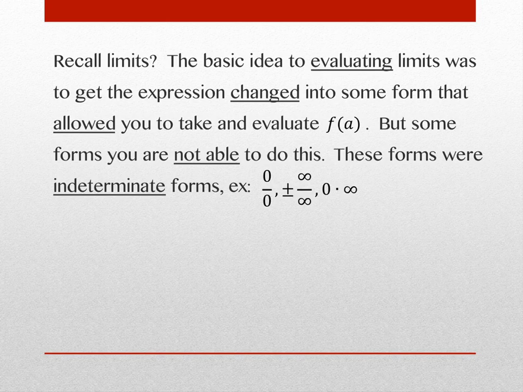But there are some forms that you can't do this for. These forms are called indeterminate. And they have the form 0 over 0 when you still can't, and factoring is one of the ways we deal with that. We're going to learn another way to deal with it. Infinity over infinity, positives or negatives, and then 0 times infinity.